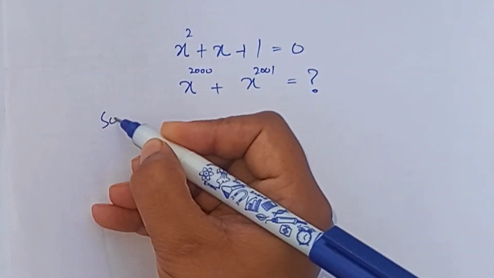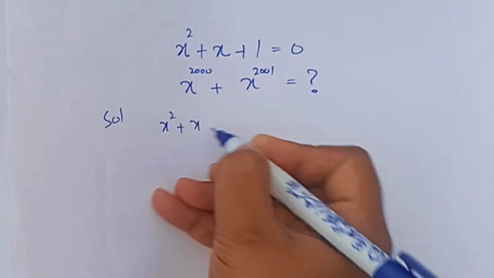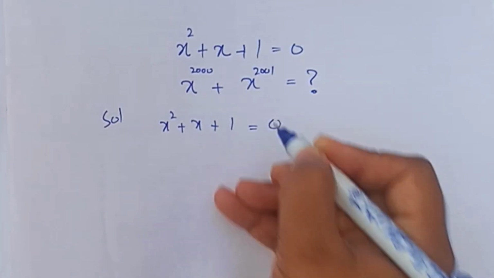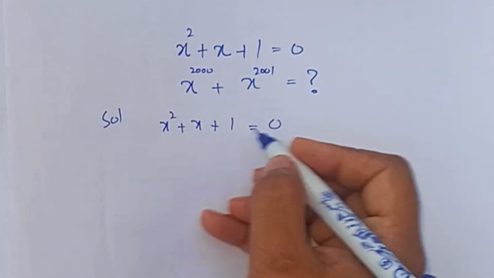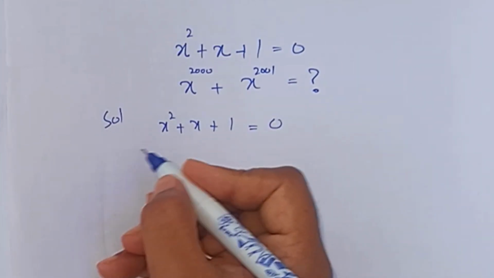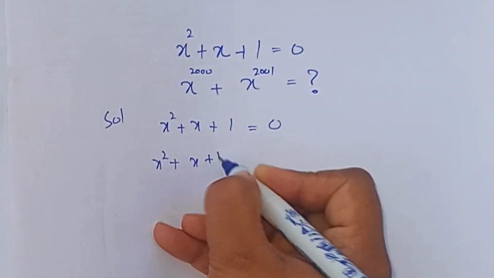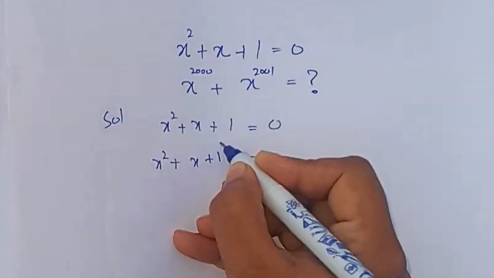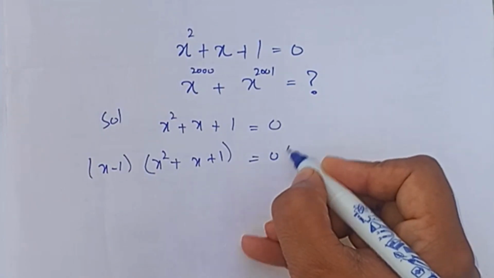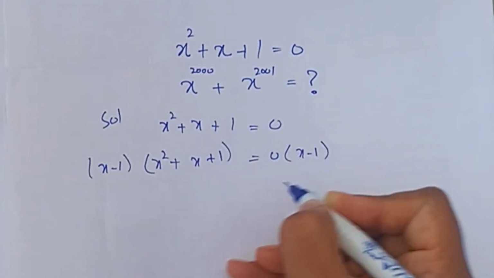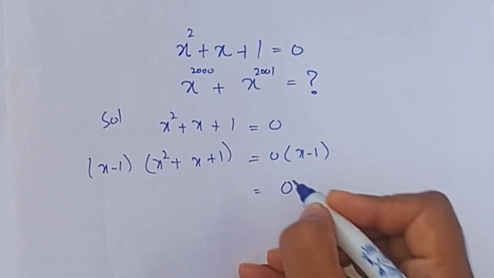So let's start. Look at the given information: x square plus x plus 1 is equal to 0. Now in the first step, we multiply this equation by x minus 1 on both sides. So this is x square plus x plus 1, it's equal to 0. Multiply this side by x minus 1 and also multiply this side by x minus 1. 0 multiplied by x minus 1 is just 0.